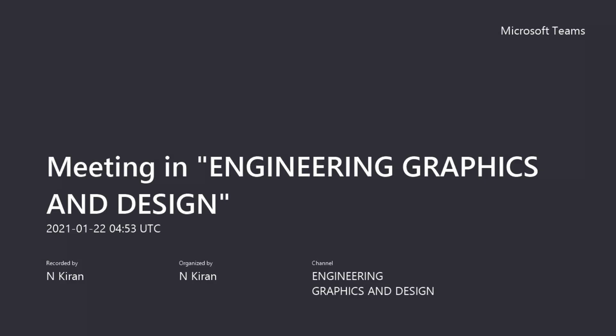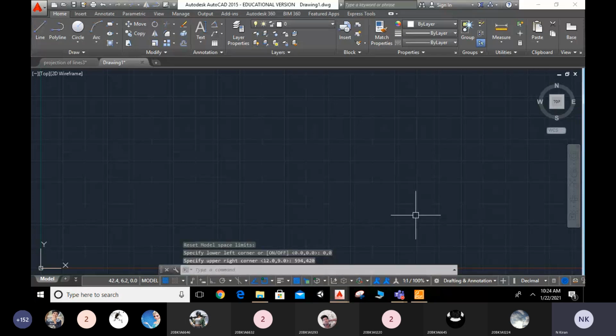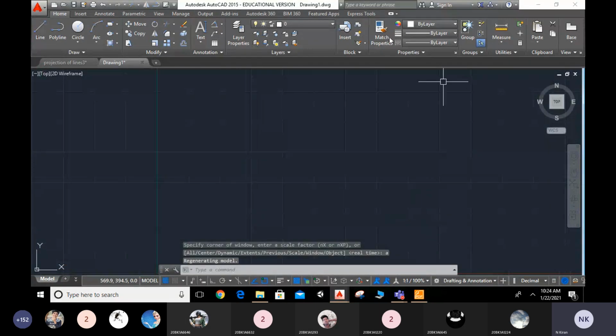First of all, once we open AutoCAD, we have to set units as decimal and millimeter, and then next limits as 0, 0, and then next is 594, 420. Okay, enter. Now what is the command I have to take next? Z enter, A enter. Okay, now our area has come.